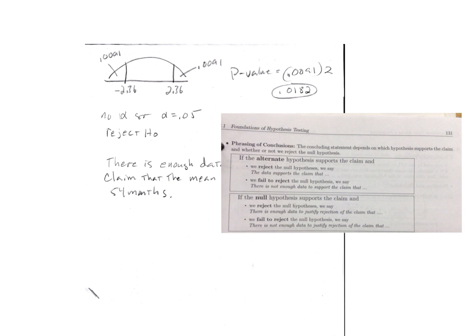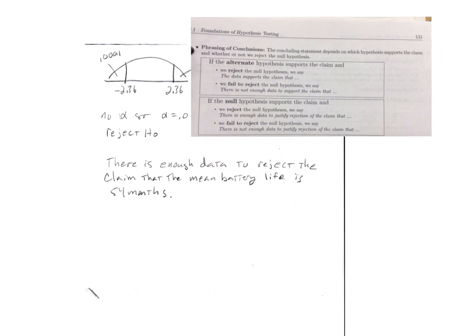Because we said that H0 was the claim, this came from the table in the textbook. You see the page number. So H0 is the claim, the null hypothesis supports the claim, and we're going to reject H0. So this is how I decided to write this conclusion.